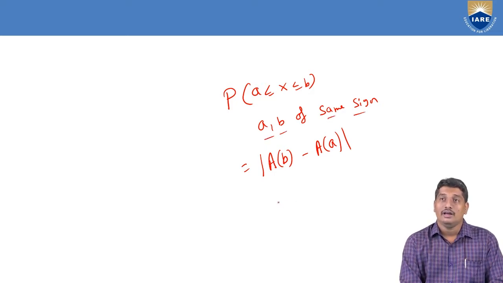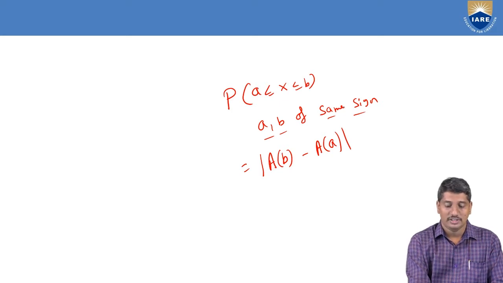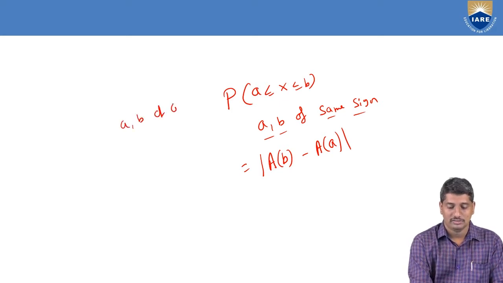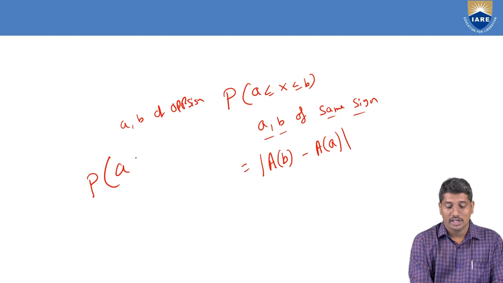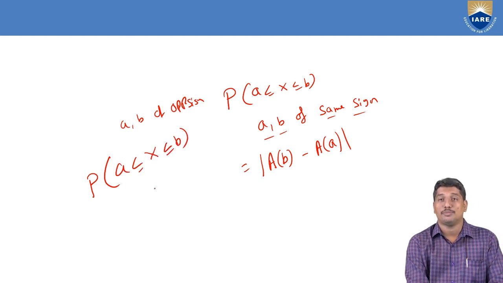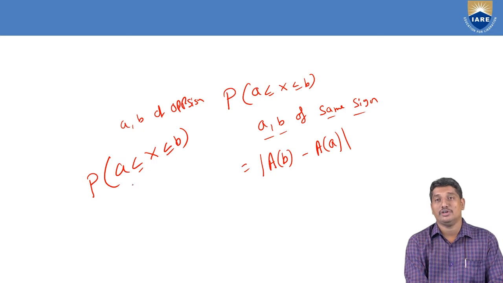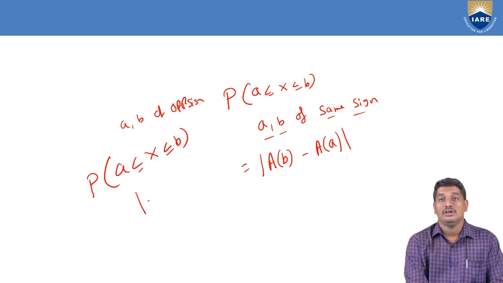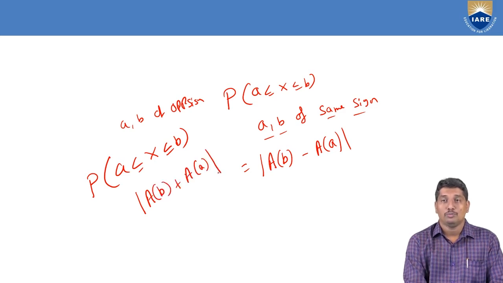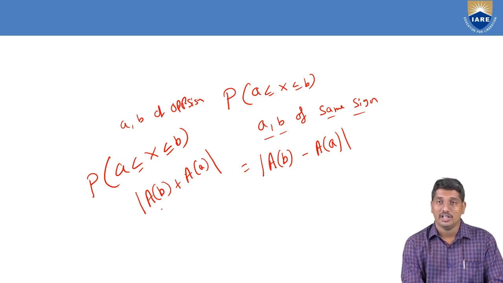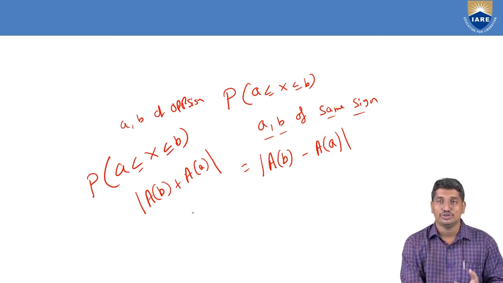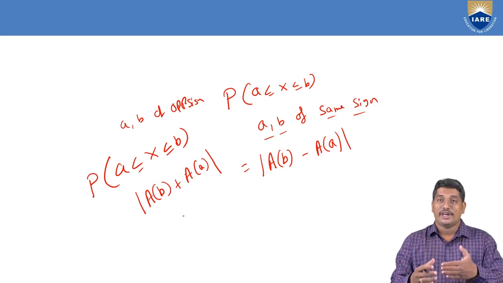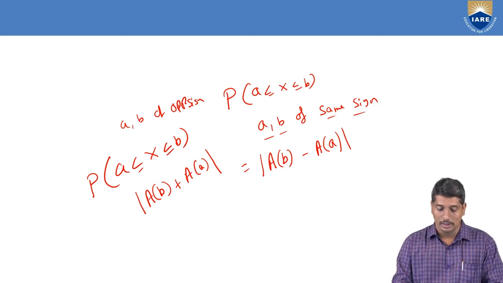And when a and b are of opposite sign, we will use the formula for P(a ≤ x ≤ b), that is the probability that x lies between a and b, where a and b are of opposite sign. The formula will be the area under b plus the area under a put together in a modulus, that is |area less than b + area less than a|. So these are the formulas that we are going to use to calculate the probability of x falling between two numbers or two limits.